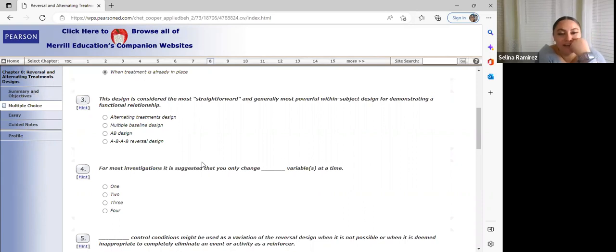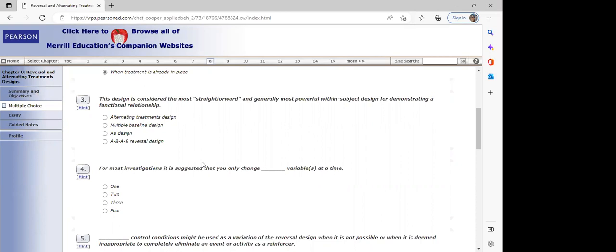Oh, that's kind of hard. Hold on, my brain. Multiple baseline, no. Alternating treatments, no. AB design, no, because that's not proving any type of social validity. ABAB reversal design. Yes. D. Yeah, D.